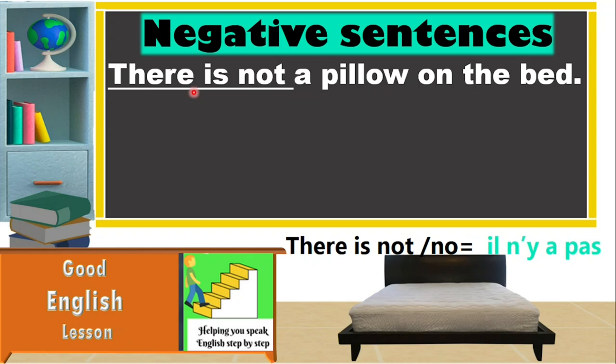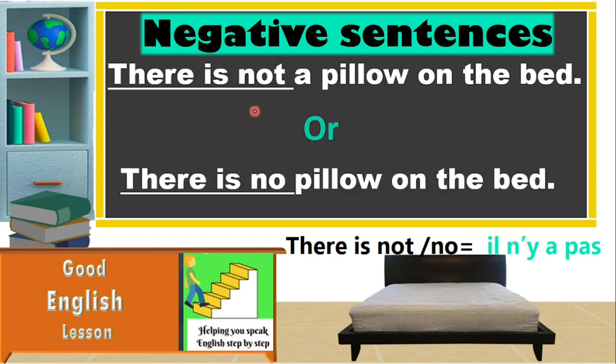If you don't want to say there is not a pillow on the bed, what can you say? There is no pillow on the bed. Here you can use an indefinite article after there is not. But here you cannot use an indefinite article. There is no pillow. There is not a pillow.